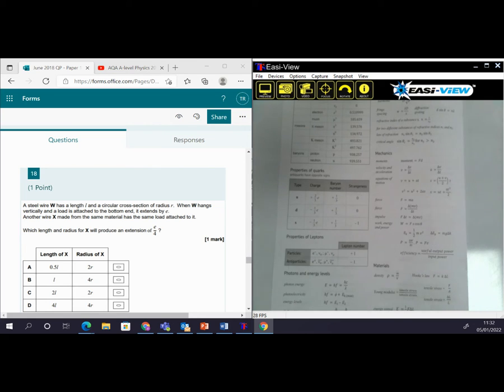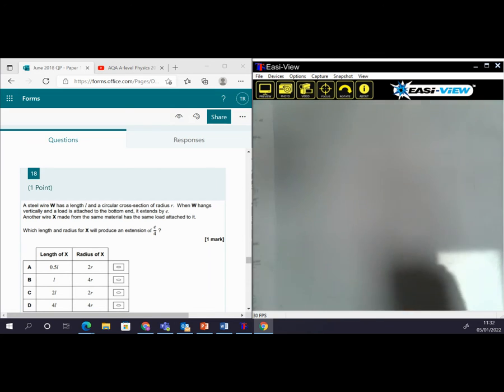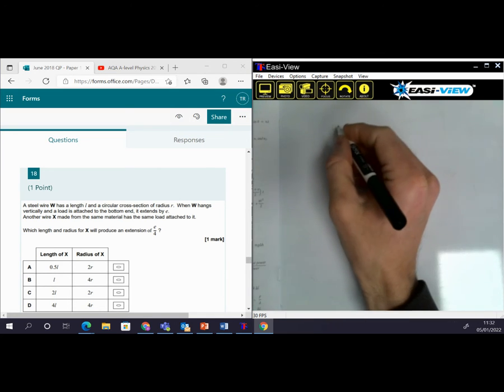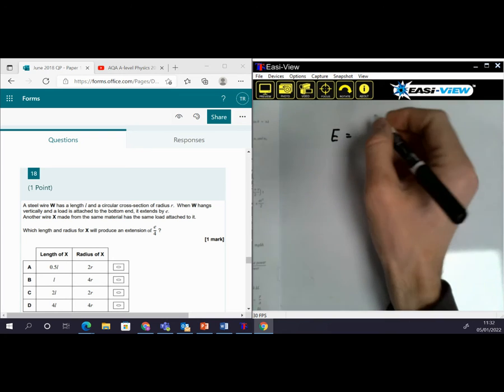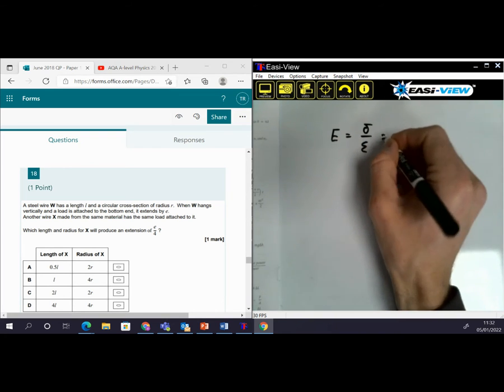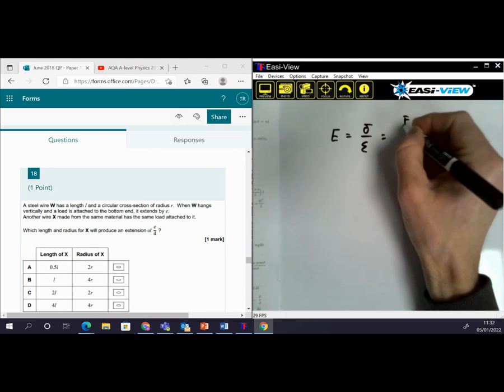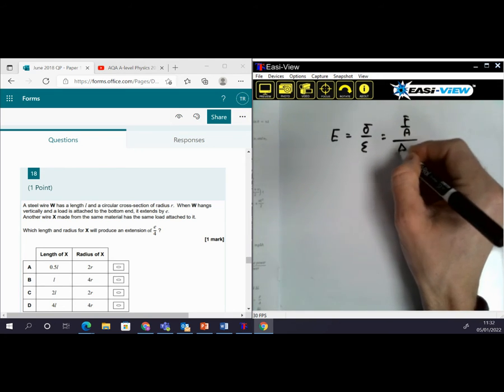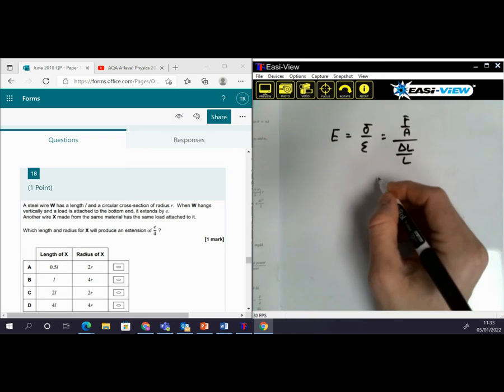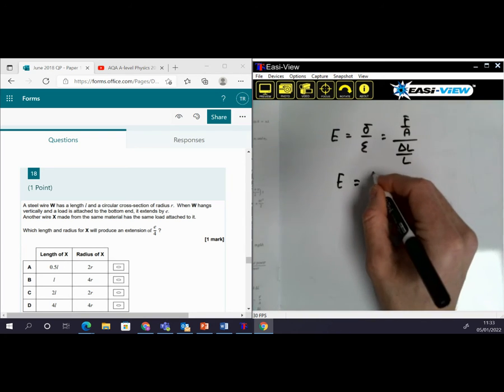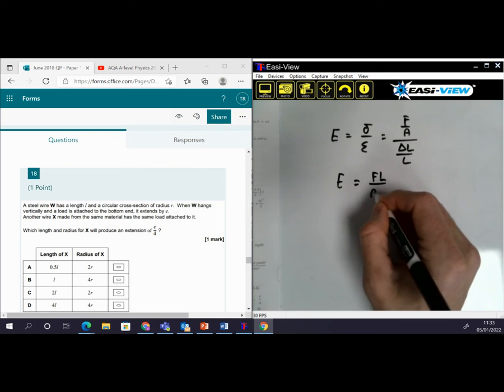So the Young modulus will be the same for each of them because they're the same material. So stress over strain will give you the Young modulus, and that will be the same for both of them. So stress is F over A, and strain is delta L over L. So Young's modulus, often written as E, is given as stress over strain, which you can write as F over A over delta L over L. And that ends up with the Young's modulus being FL over A delta L.